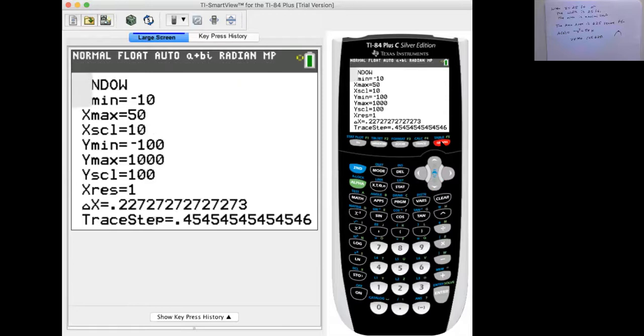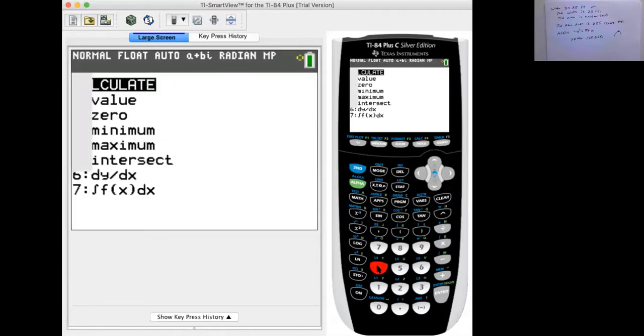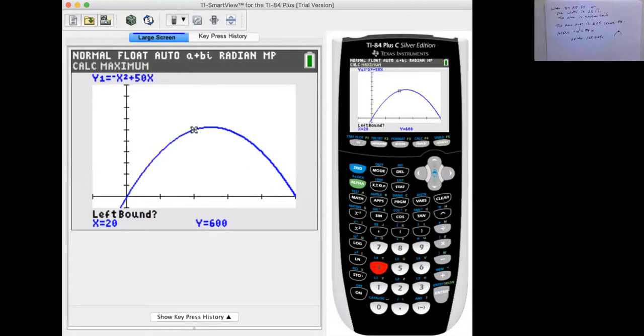Let's look at it. And can I see what the maximum is? What is the maximum X? And what is the maximum value of the function of X, which is the area? So second calc, maximum is number 4. A little bit to the left of the maximum point, hit enter. A little bit to the right of the maximum point, hit enter. The guess. And it's telling me a max occurs when X is about 24 and the maximum area is 625, and that's what we said.